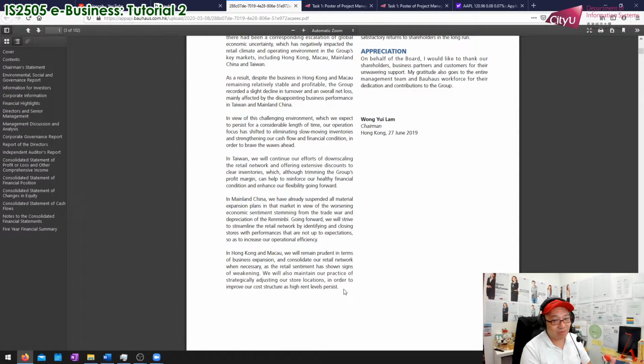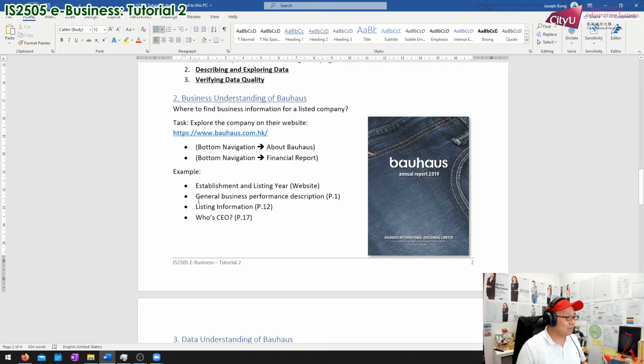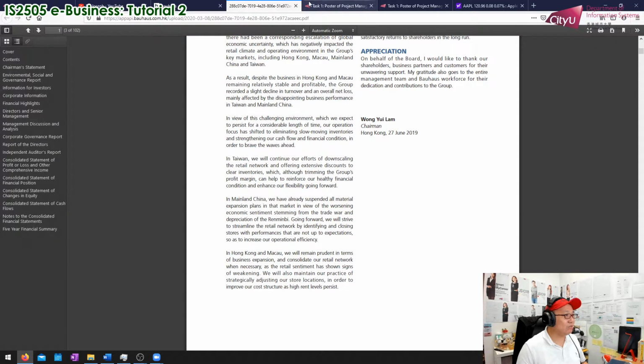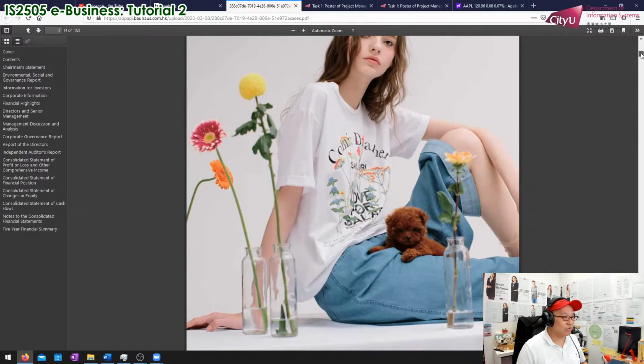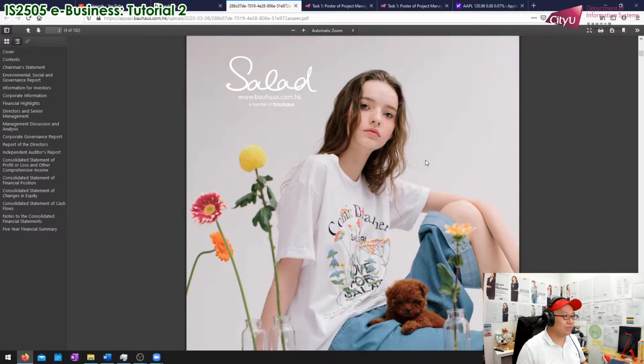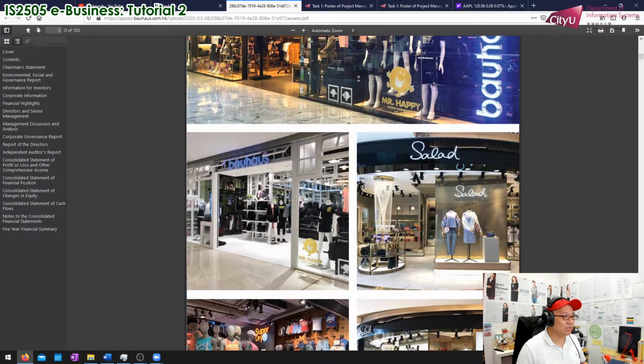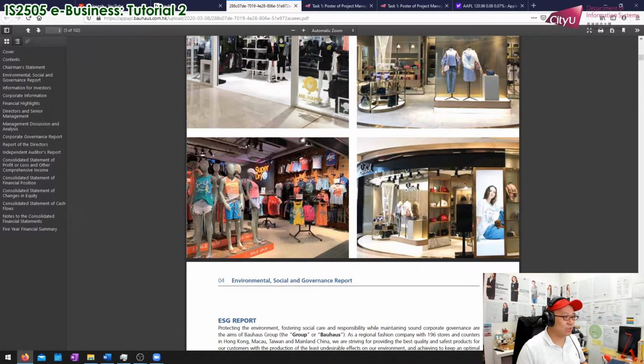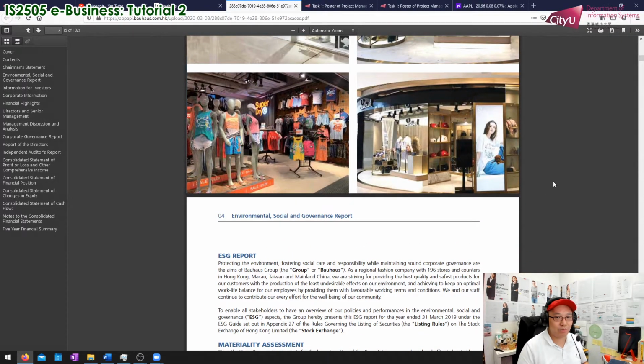It gives you some kind of idea related to the business objective and what is happening to their current situation. Okay. So some other things that you can find on page 12. Let's say, for example, if you scroll down, they will show you their brands. So Salad is one of their brands. So these are their retail shops. In case you are interested, you can go to their shop and pay a visit.